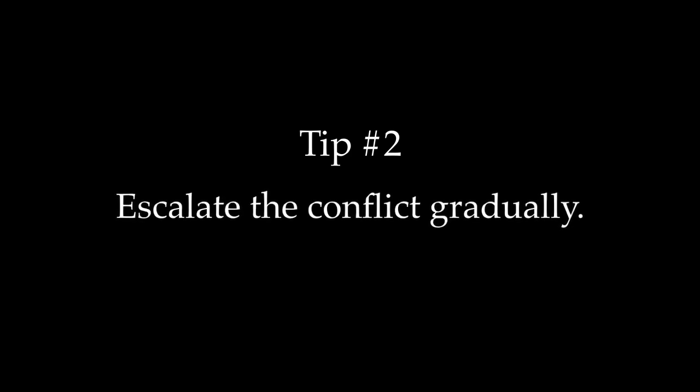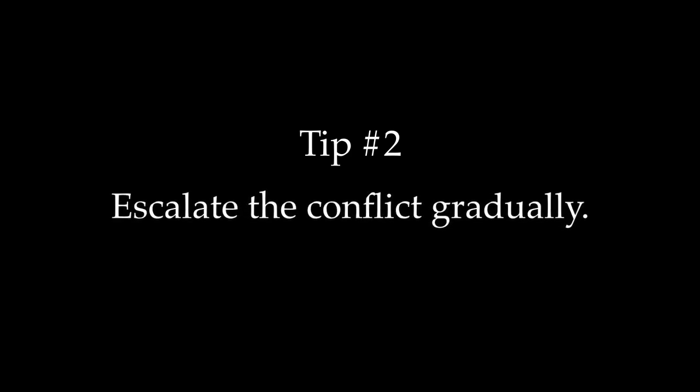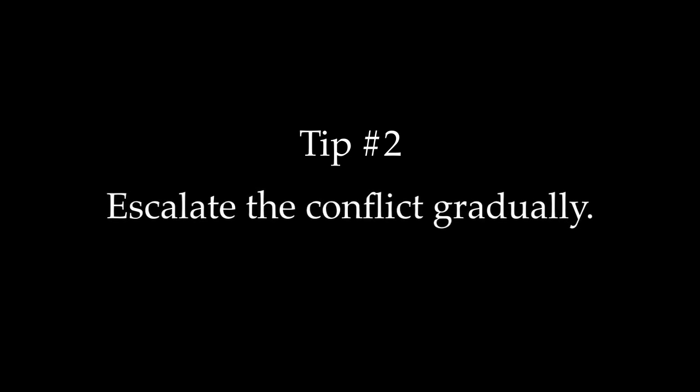Tip number 2, escalate the conflict gradually. To be believable, characters in a story, just like people in real life, will naturally start by taking the most conservative action possible to get what they want. If instead they leap into taking extreme action, they'll seem unrealistic and you'll lose your reader. So the long middle section of your book will be composed of a series of events that spring from conflict that gradually escalates.